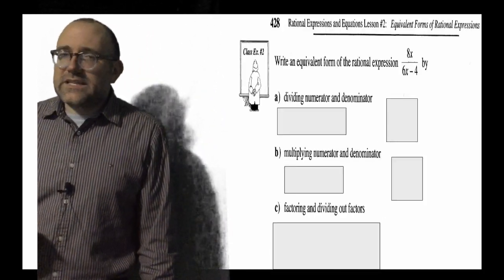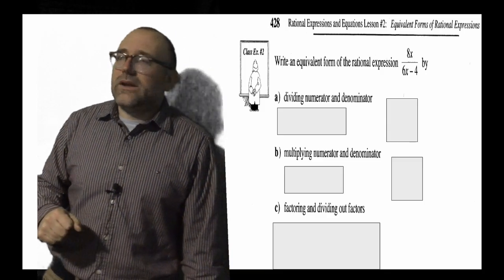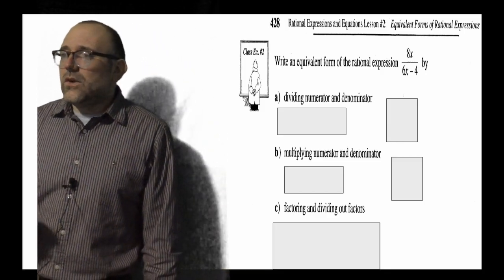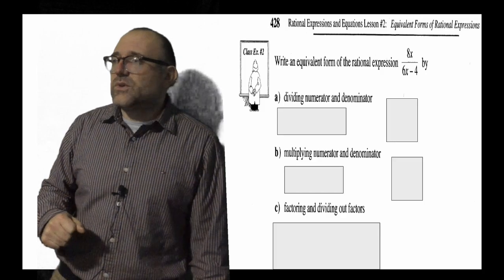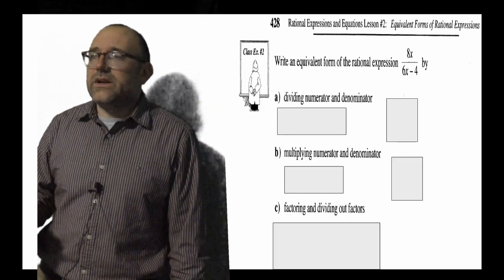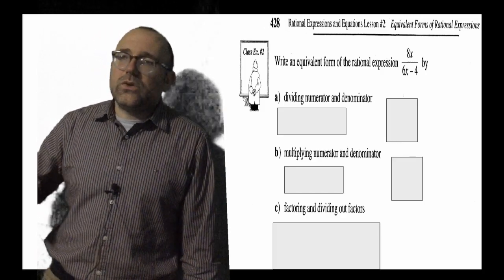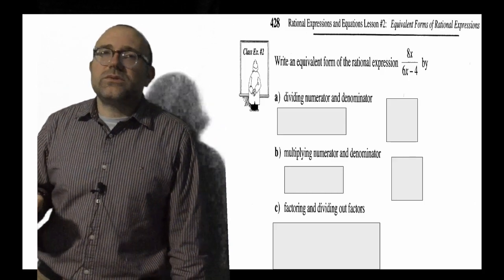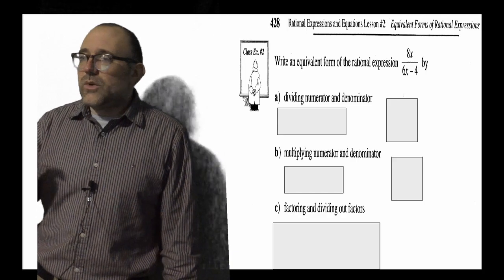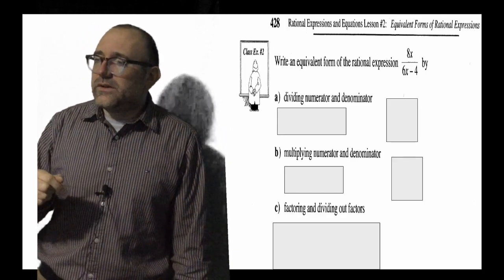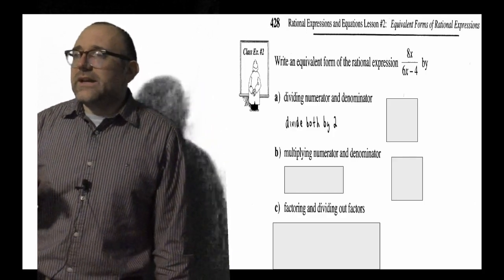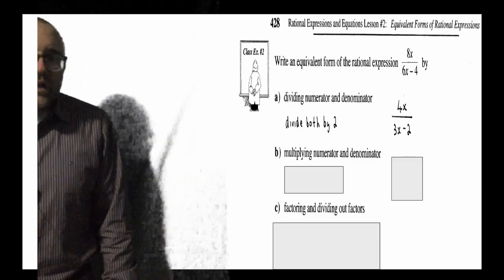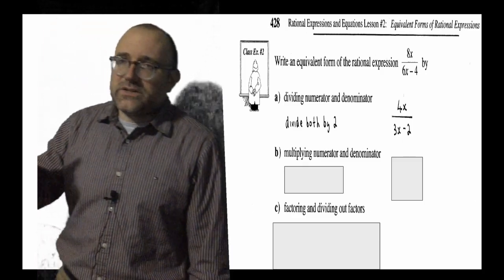So let's try example 2, which is at the top of page 428, where it's saying write an equivalent form of the rational expression 8x over 6x minus 4. I could see right off the bat, all 3 of those terms, one term on top and the 2 terms on the bottom, are multiples of 2. So dividing numerator and denominator by 2, I'm going to have 4x over 3x minus 2, because I divided everything by 2.